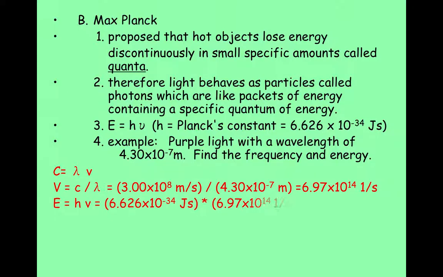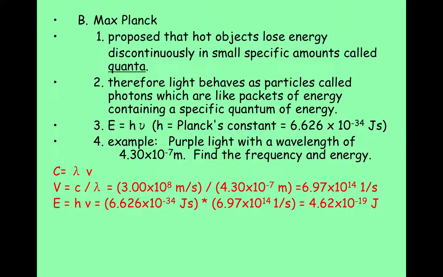E equals h times v, or E equals Planck's constant, 6.626 times 10 to the negative 34th joule seconds, times 6.97 times 10 to the 14th hertz, or 1 over seconds. The way I have it written here, we see that the seconds cancel easily. My unit will be joules for my final answer.